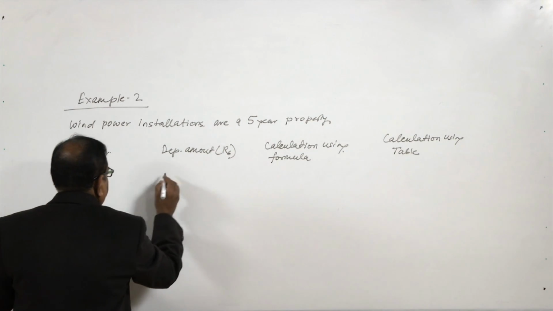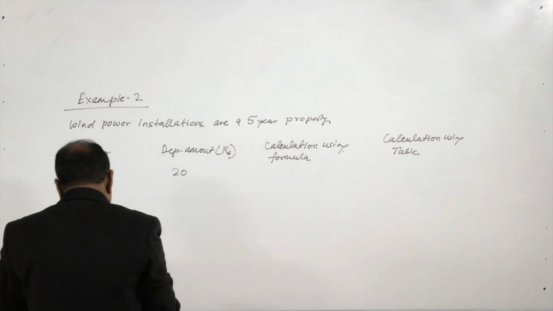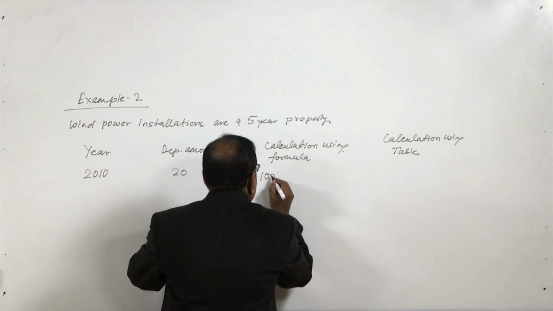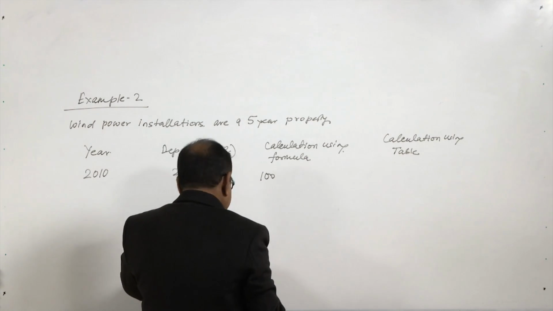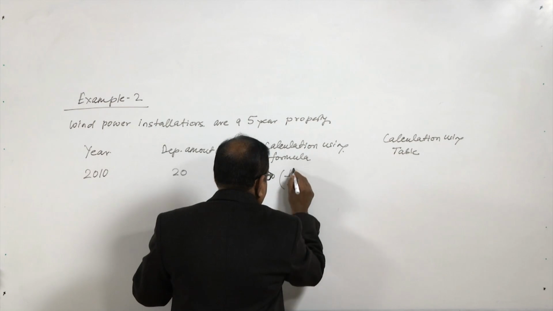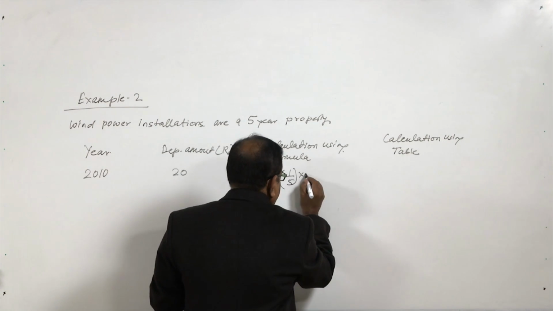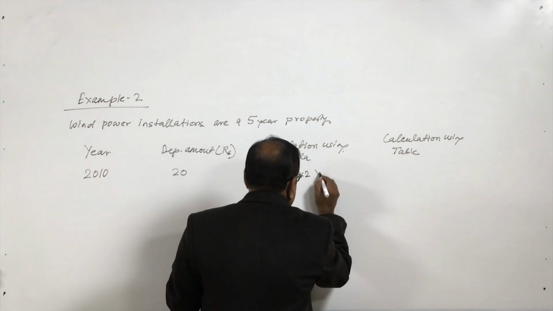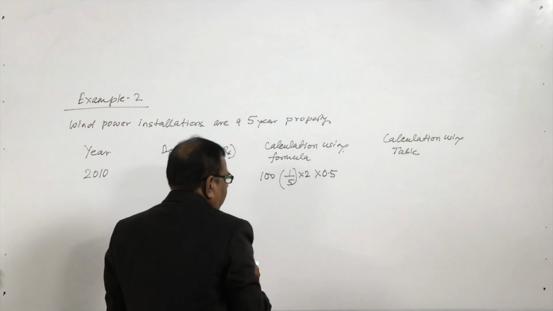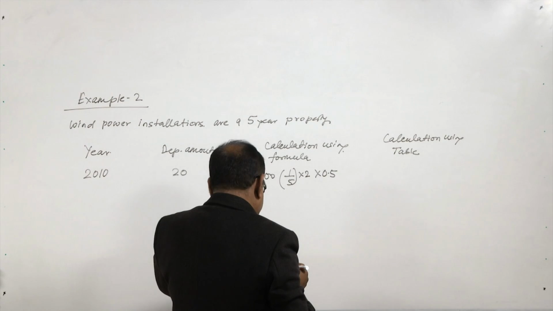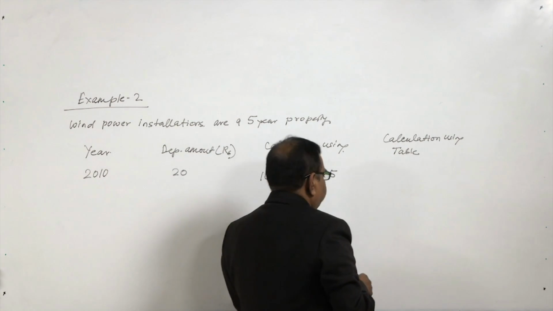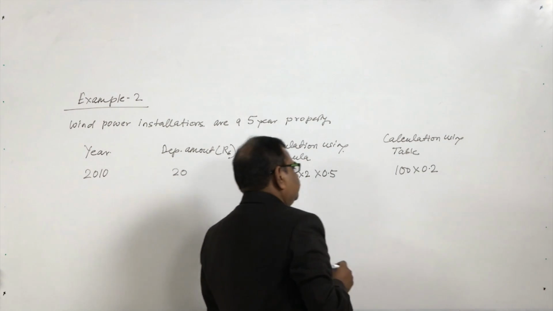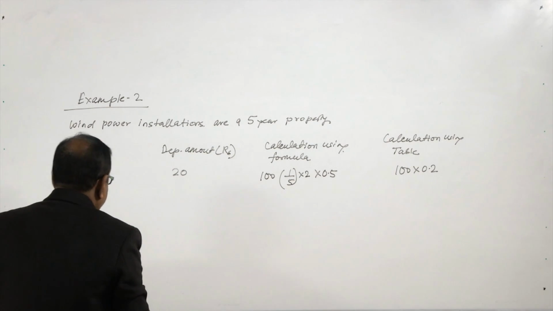the depreciation is 20 million rupees, and how is this being calculated? 100 million is the cost, 1 by 5 becomes straight line depreciation, into 2 becomes the double declining depreciation, and into 0.5 because it is a half year convention. So, this gives you 20 million, and from the table it is 100 million into 0.2. So, that gives you 20 million.